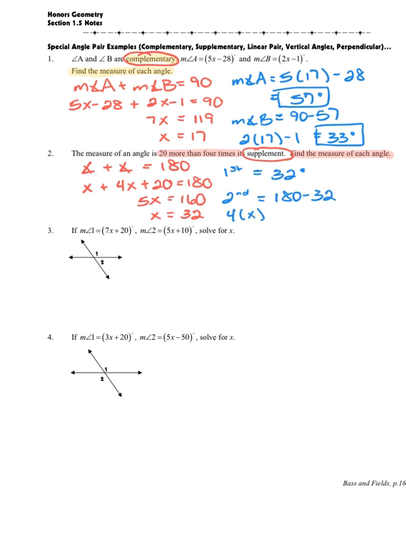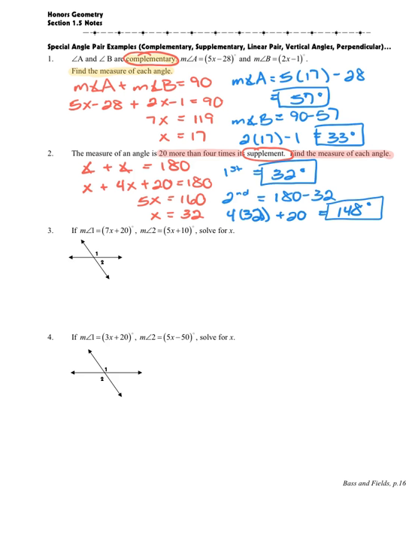Oops, didn't mean to do that. Sorry about that, guys. We're going to put our 32 right there. So 4 times our 32 and add in our 20. And either way, we're going to get 148 degrees for that angle. So the first angle is 32. Our second angle is 148.